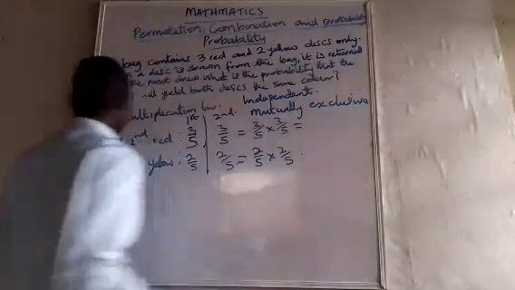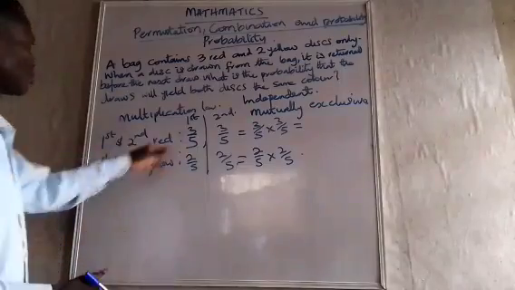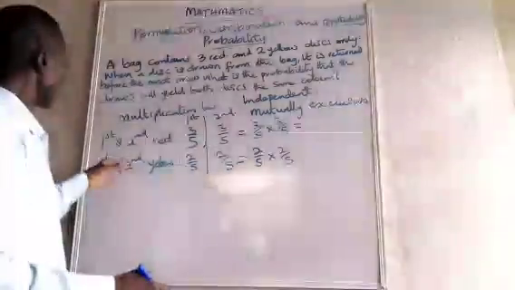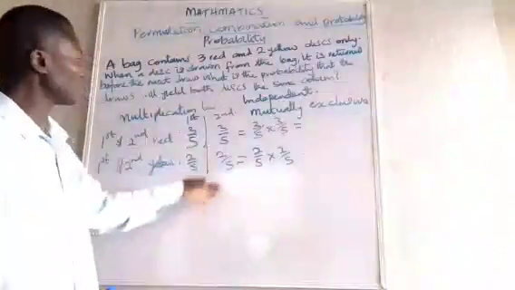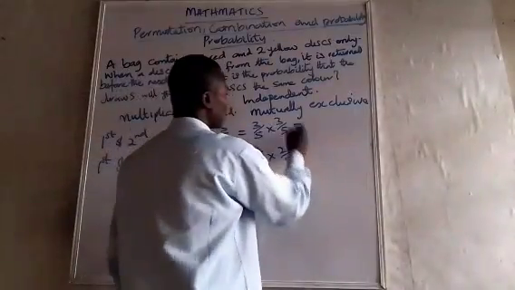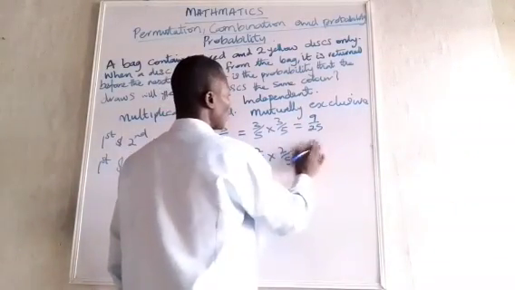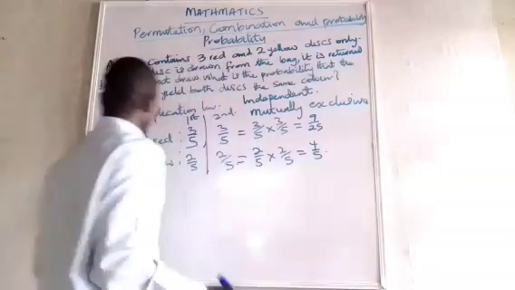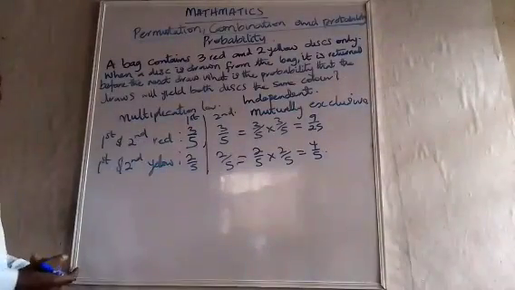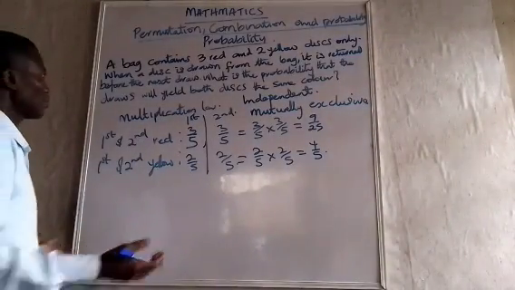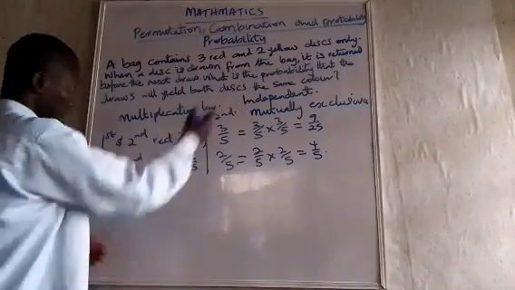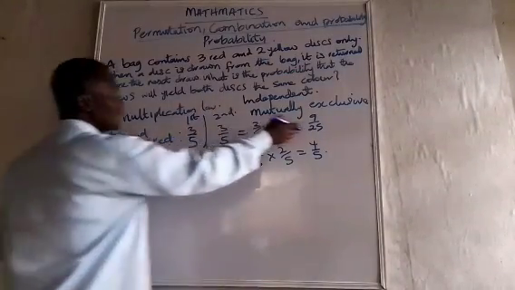So, we have said the probability of the first and second being red will be 3 over 5 times 3 over 5. The probability of the first and second being yellow is 2 over 5 times 2 over 5. So here we have 9 over 25 and 4 over 25. We have gotten these probabilities now. So, using the multiplication law and mutually exclusive events, we can easily add them together.